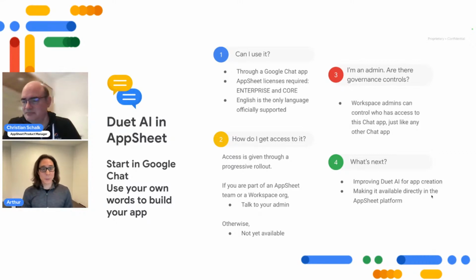Well, first, from a technical perspective, you need to be able to access a Google Chat app, right? If you don't have access to Google Chat in general, you're not going to be able to use it at this point in time. So that may limit who can use it. Then in terms of licensing, we do require that you have core licenses or above at this point in time. We do plan to have it enabled for all paying customers, but right now it's focused on core and above.